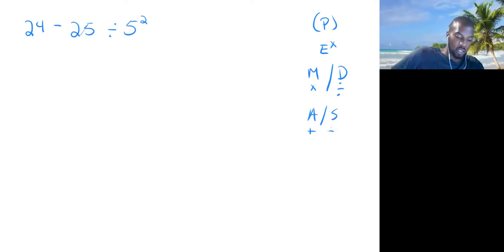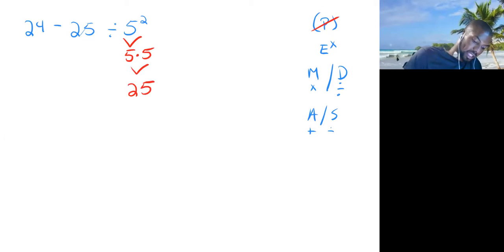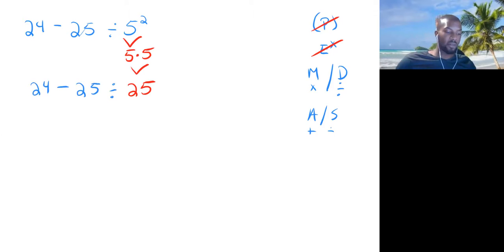Okay, so let's start at the top. Do I have parentheses? No. So that can go away. Do I have exponents? Yes, I do. So let's solve the exponent. I've got 5 squared. 5 squared is 5 times 5. 5 times 5 is 25. So that takes care of my exponent. So now I've got 24 minus 25 divided by 5.